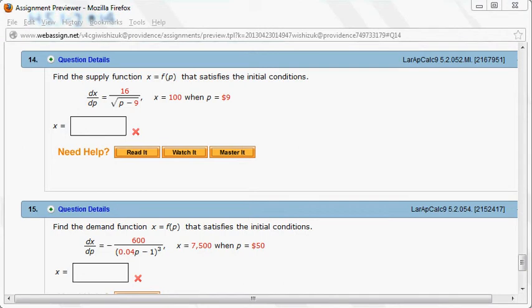Okay, let's look at homework 5.1, 5.2, number 14. So we have a function x, which is a function of p, and the derivative dx over dp is given here. And then we know that when p is 9, x is supposed to be 100. So this will give us a way to find the constant. All right, so let's do that.